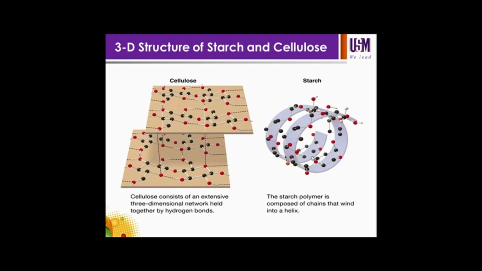So even minor differences in the 3D arrangement of atoms can lead to very different properties in starch and cellulose. For example, because of these differences in the 3D structure, humans can metabolize starch for energy, but we cannot digest cellulose. Just because of these small differences, it leads to very big differences in properties.